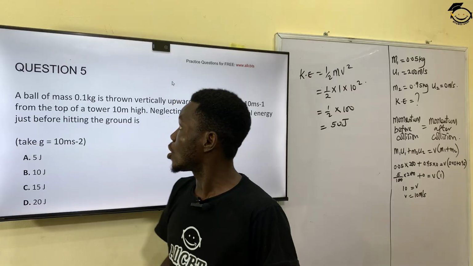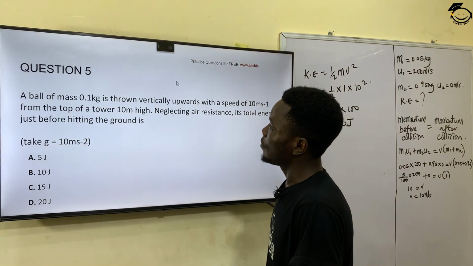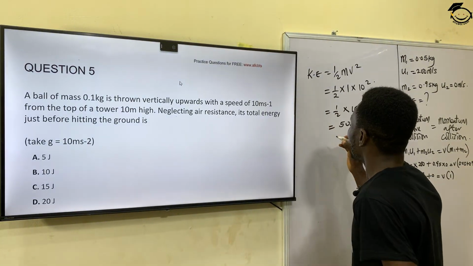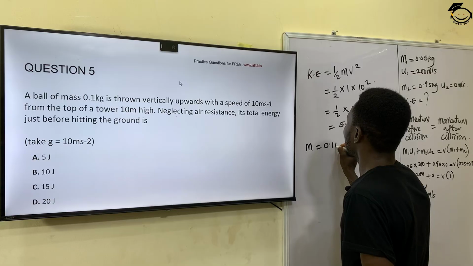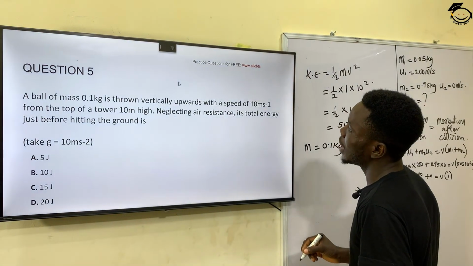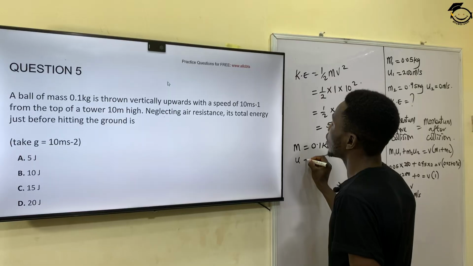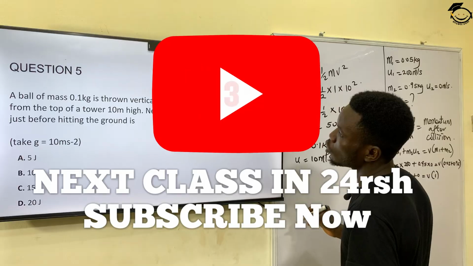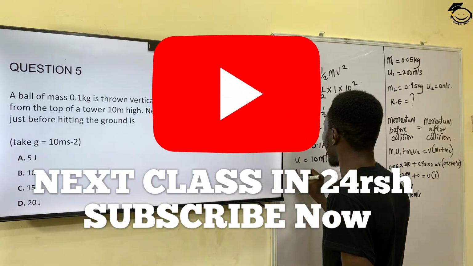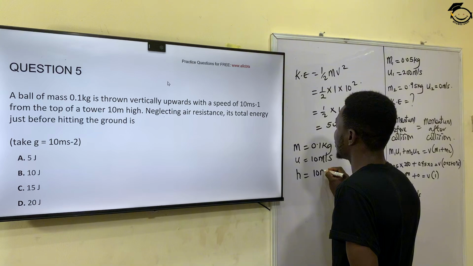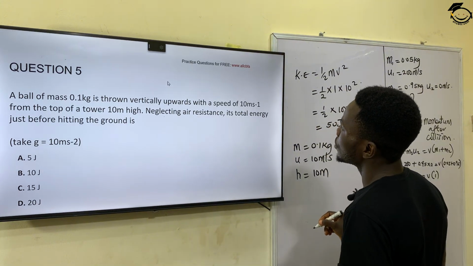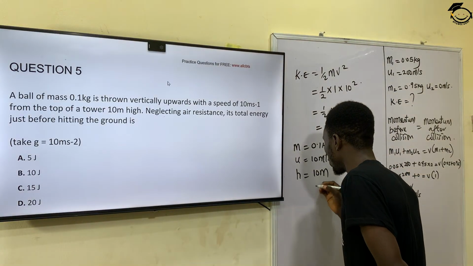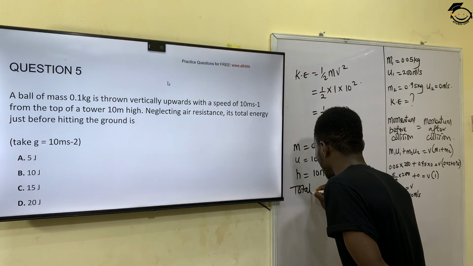So that takes us to question number 5, which says a ball of mass 0.1 kg is thrown vertically upward with a speed, so we have a velocity of 10 meters per second, from the top of a tower 10 meters high. So we have a height of 10 meters. Neglecting air resistance, its total energy just before hitting the ground is unknown. So we are looking for its total energy.